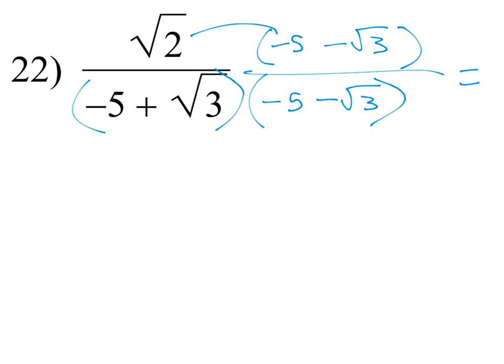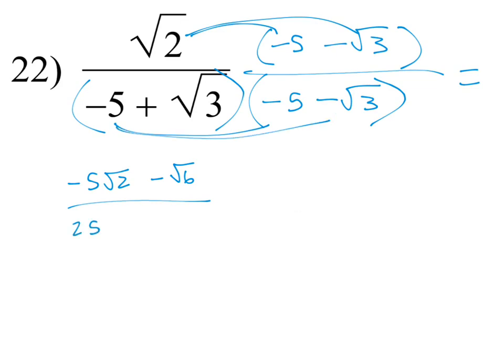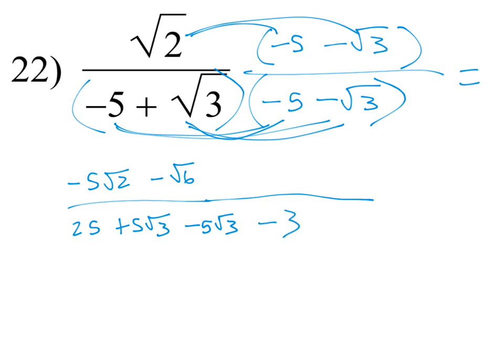Root 2 times negative 5 gives you negative 5 root 2. And then root 2 times negative root 3 gives you negative root 6. Alright, there's our top. And then on the bottom here, negative 5 times negative 5 is positive 25. Negative 5 times negative root 3 is positive 5 root 3. And then root 3 times negative 5 gives you minus 5 root 3. Sorry, my bottom's going to have to get bigger here. And then root 3 times negative root 3 gives you negative 3.